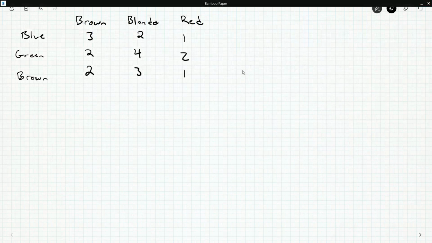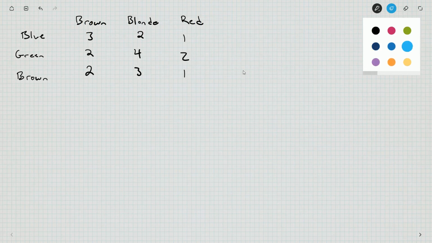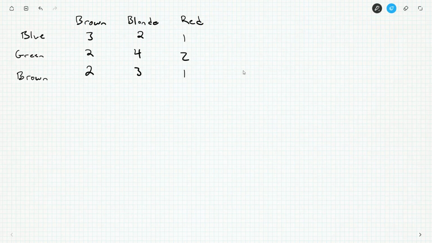Brown, blonde, red, blue, green, brown: 3, 2, 2, 2, 4, 3, 1, 2, 1. All right, everything looks good. If I wanted the number of students with blue eyes, I would add up 3 plus 2 plus 1. 6 students have blue eyes, 8 students have green eyes, and 6 students again have brown eyes. Or if I wanted just the brown hair, I add up this column: 7 students have brown hair. 2 plus 4 plus 3, and 9 of them are blonde. And 1 plus 2 plus 1, 4 are red.